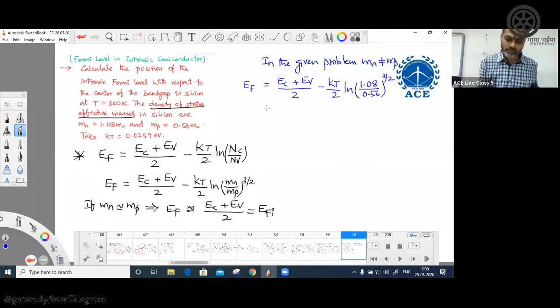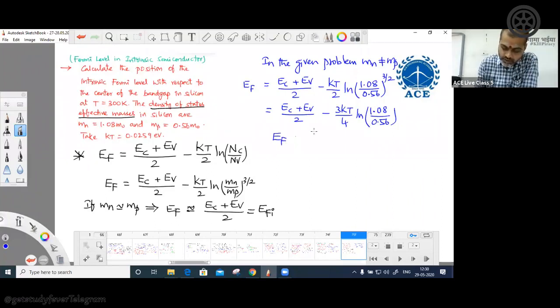We know it is (Ec plus Ev) by 2. You can take 3 by 2 to this side. Then it will be 3 Kt by 4 ln of 1.08 by 0.56. It's only the simplification. You can do that. The Kt value is also given, so you calculate this value. I can write this as Ef equal to (Ec plus Ev) by 2 minus 0.0128 electron volts.